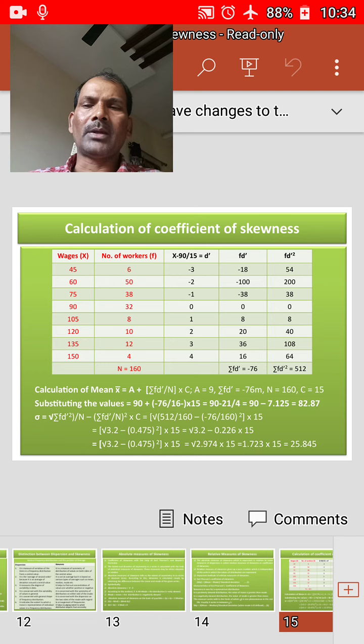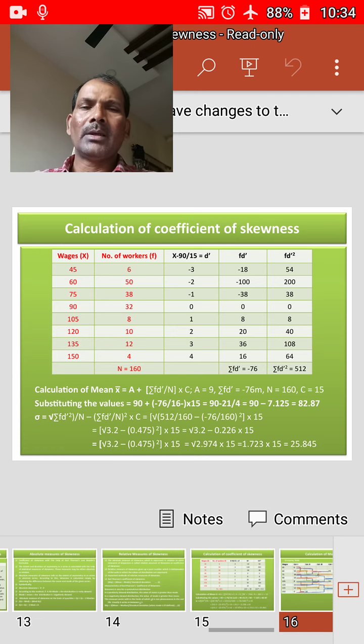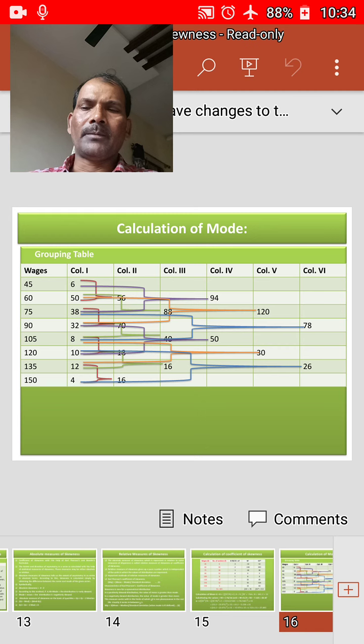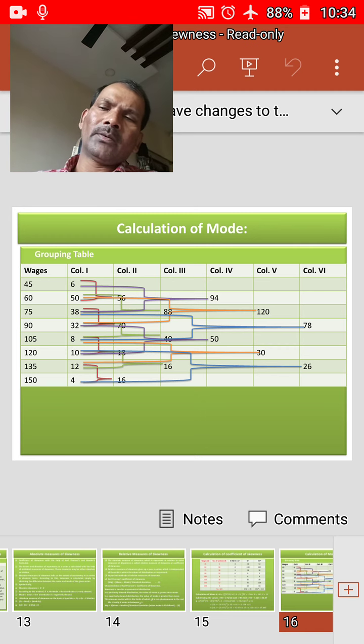square into 15, under root 3.2 minus 0.4752 whole square into 15, 3.2 minus 0.226 into 15. 3.2 minus 0.226 is equal to 2.974, under root into 15, under root 2.974 is equal to 1.723 into 15 is equal to 25.845. Now, in order to find out the mode that is required to calculate the Karl Pearson coefficient of skewness, we will consider the grouping table.